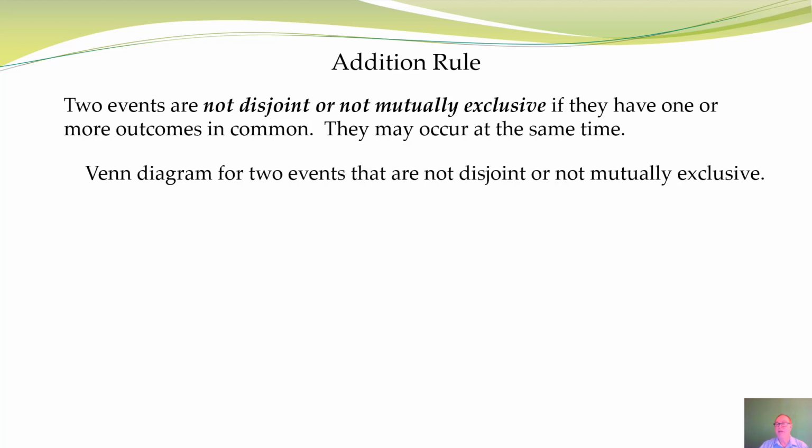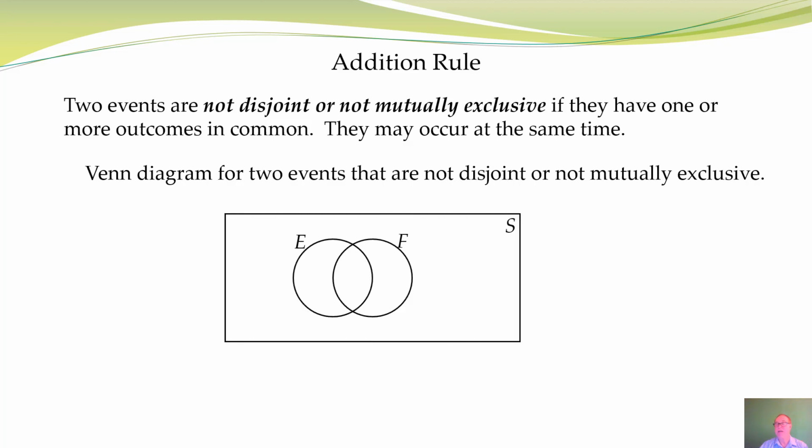Venn diagram of two events that are not disjoint or not mutually exclusive. In this case, you would draw your rectangle. This time, the two circles for E and F would overlap. They would have an area in common because they're not disjoint, not mutually exclusive. And event E would be the part in blue there. Event F would be the green. And if you notice, we counted that center section twice. So that would be E and F would be the yellow part.